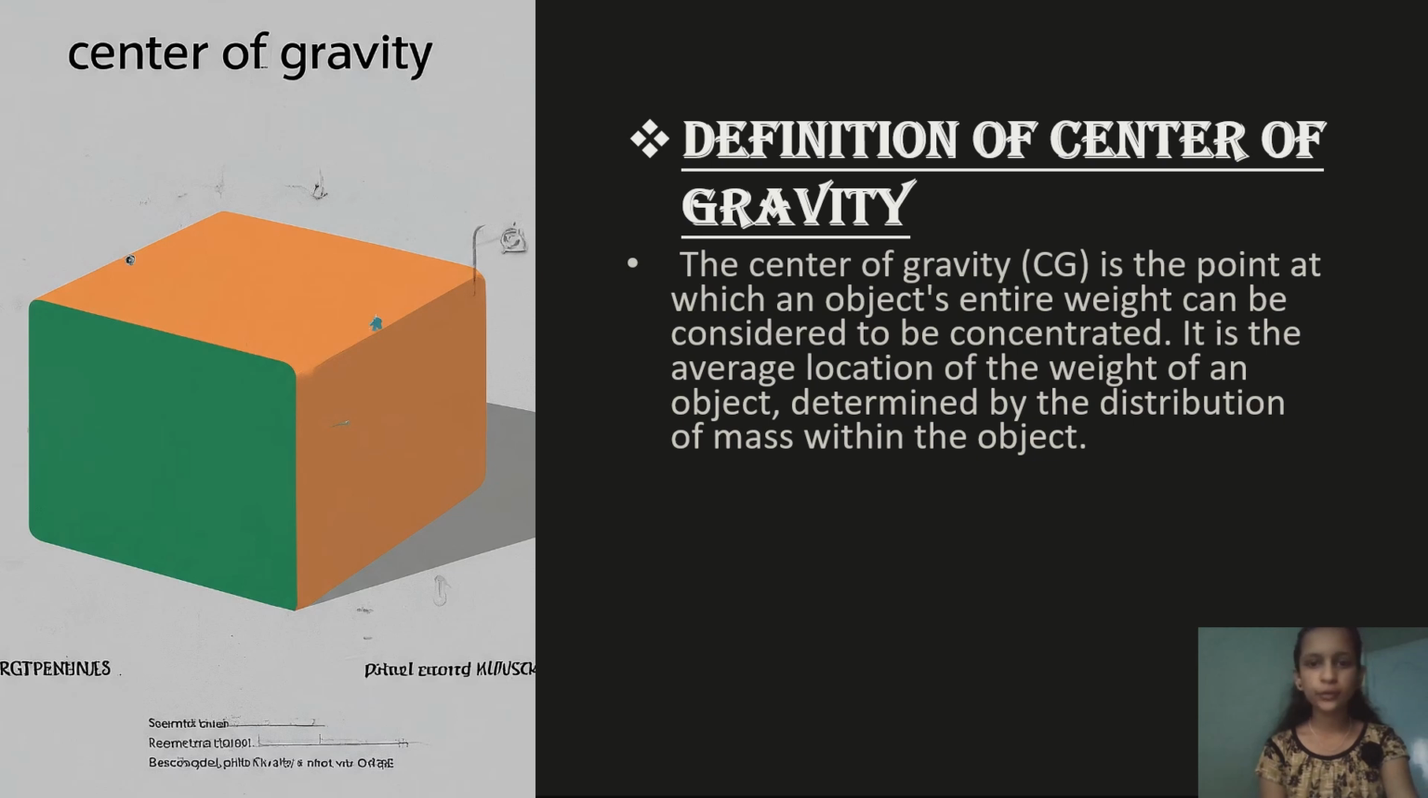Definition of center of gravity. The center of gravity is usually denoted by the letter G or CG. It is the point at which an object's entire weight can be considered to be concentrated, or it can also be defined as the average location of the weight of an object, determined by the distribution of mass within the object.